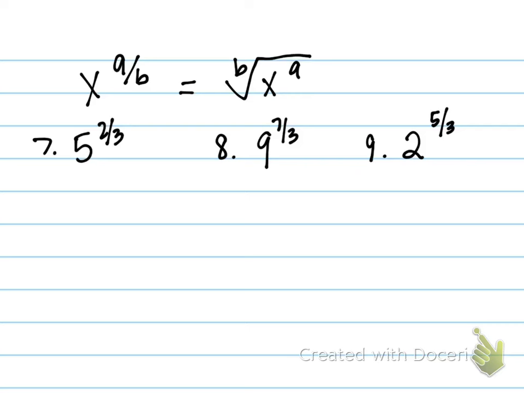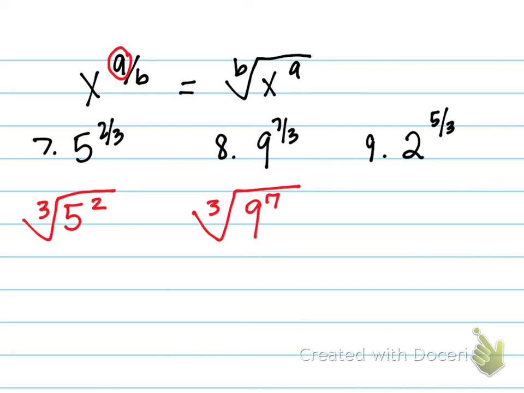Now we'll see some that have, instead of just having 1 as your numerator, my numerator will now be whatever is on the inside of the radical. So for instance, number 7, I could write this as the 3rd root of 5 squared. Typically when you're solving these, you'll want to find the root first and then do the exponential. So number 8, we could write this as the 3rd root of 9 to the 7th power. And for number 9, it would be the 3rd root of 2 to the 5th power.